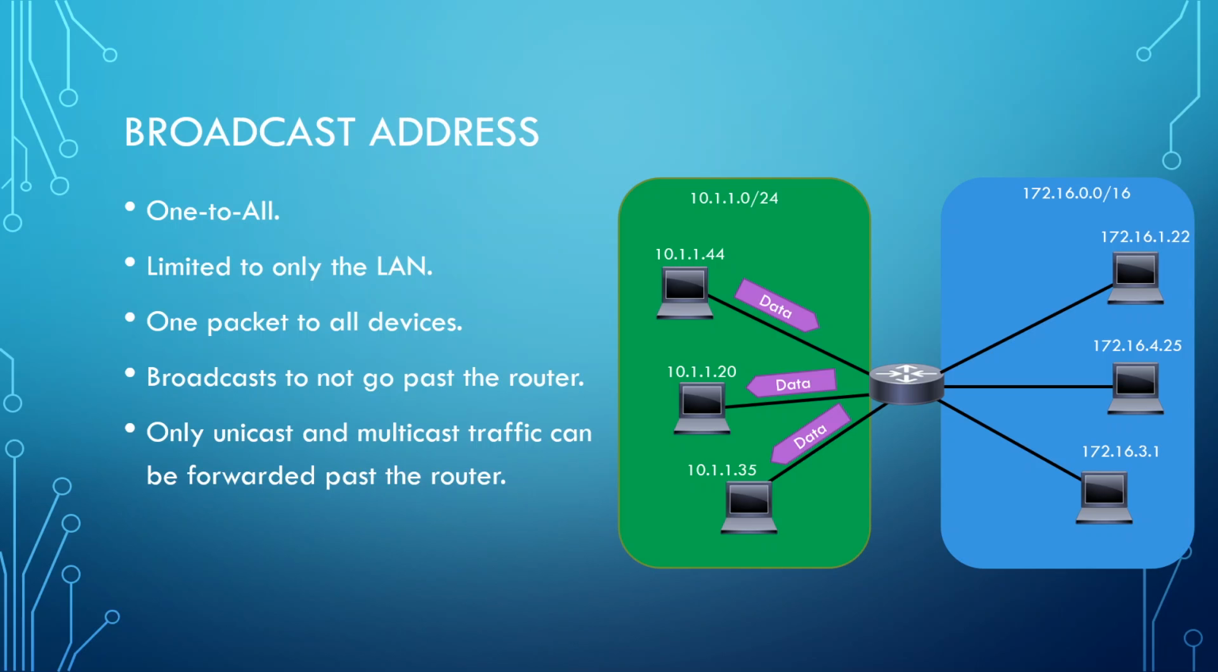So in this case, the broadcast packet was generated from 10.1.1.44. It's only going to flow to devices in the 10.1.1.0/24 network. It's not going to flow to devices over in the 172.16.0.0/16 network. That is one of the jobs of a router. One of the jobs of a router is to stop broadcast from moving from one network to another network.